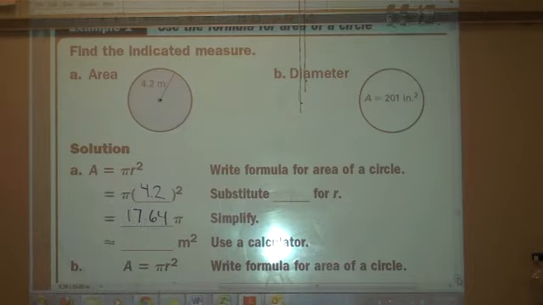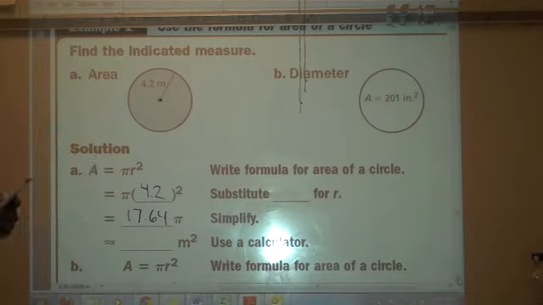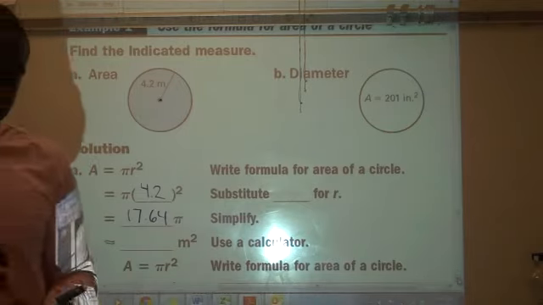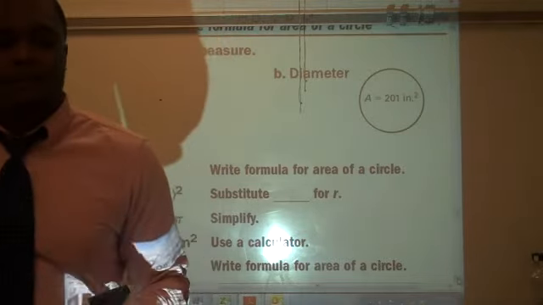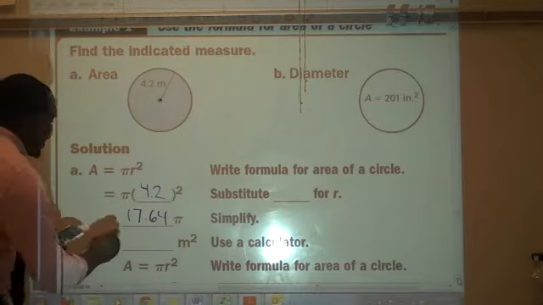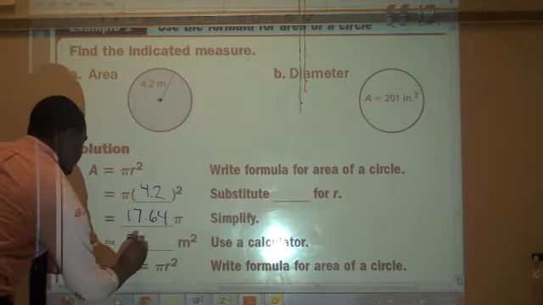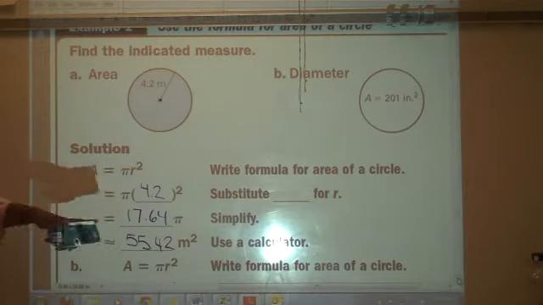Now, since we already have a decimal, 17.64, let's go ahead and get this whole thing in decimal, approximate form. I can take 17.64 times and press pi. The best way to keep your answers accurate is to press the pi button on your calculator. Now, if your calculator doesn't have a pi button, you can use 3.14. But you should get an answer around 55.42 square meters.